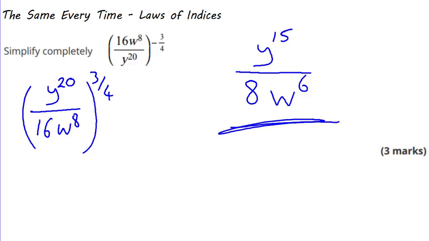That's the end of the question. That's the final answer. So y to the power 15 at the top of our fraction over 8 w to the power 6, which stays at the bottom of our fraction. Notice everything remains in the same place in the fraction. The y is at the top, the number is at the bottom, and the w is at the bottom as well. The common mistake with this question is forgetting to do 16 to the power 3 over 4.